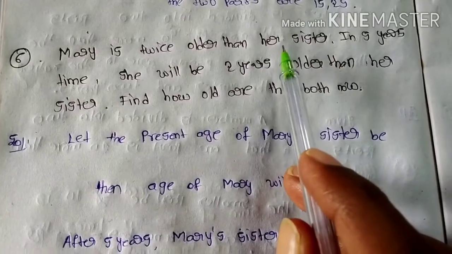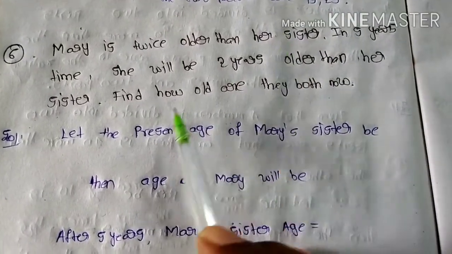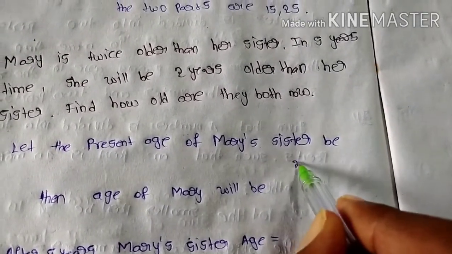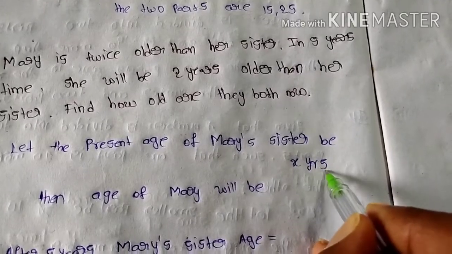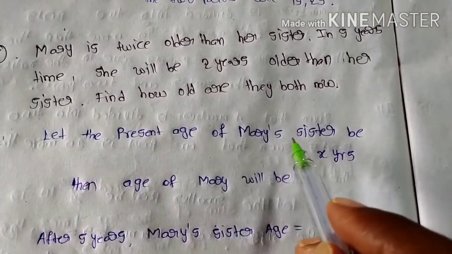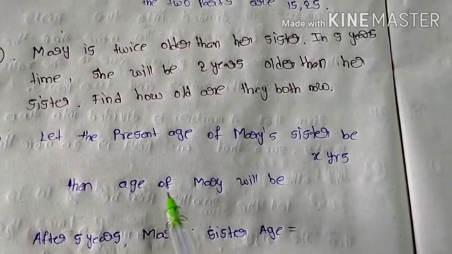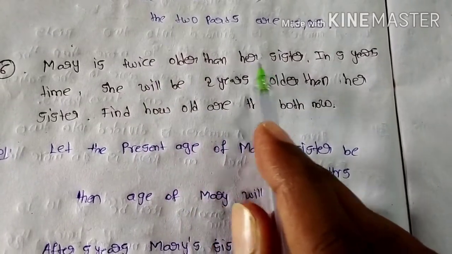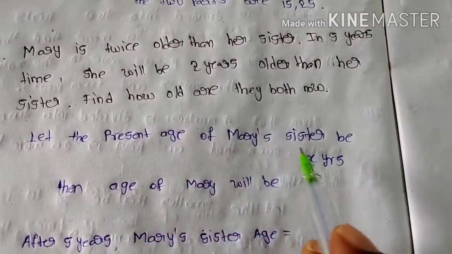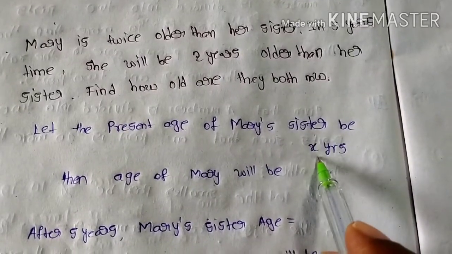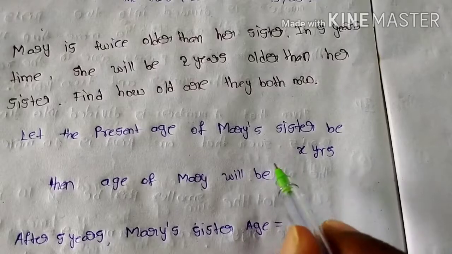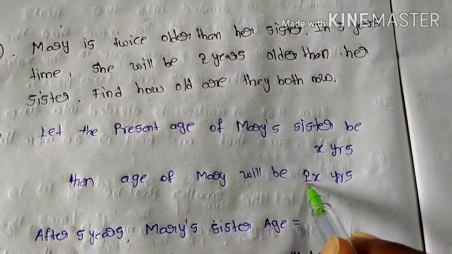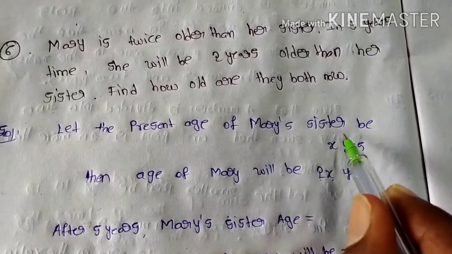Yes or no? So for that purpose, first you can assume that here, see, let the present age of Mary's sister be x years. You can take here how much? X years. Then the age of Mary will be, see here, Mary is twice older than her sister. Twice means it is 2 times. See here, Mary's sister's age will be x years, means Mary's age will be 2x. Yes or no? You can write here 2x years. That means 2 times the age of Mary's sister.